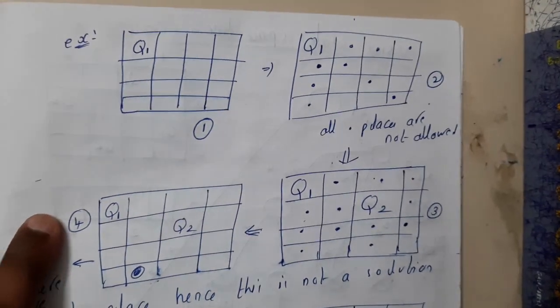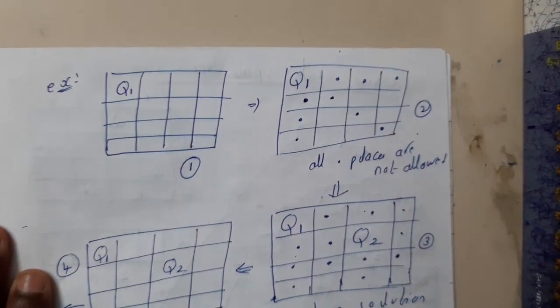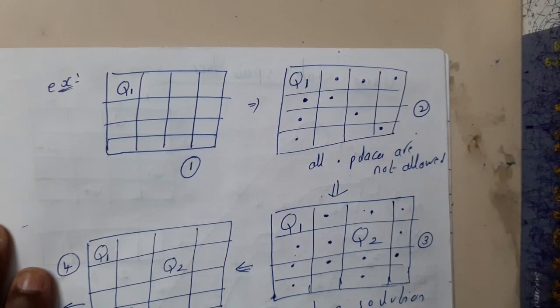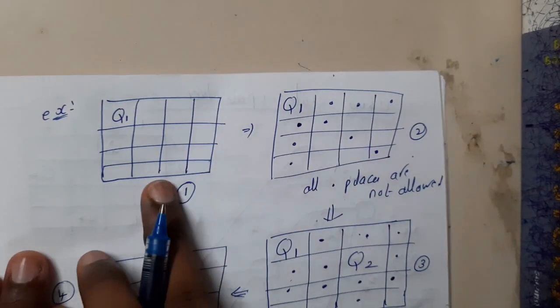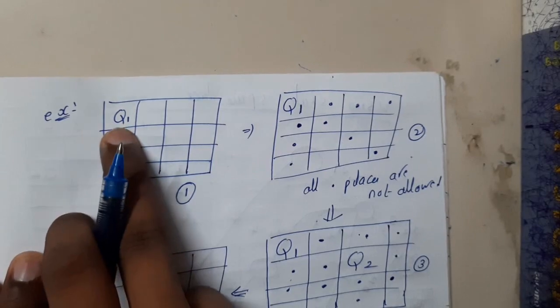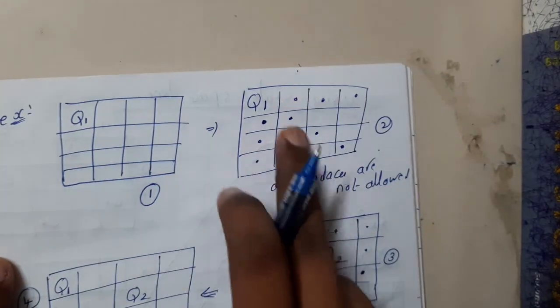Okay, so initially we did it right. Basically I did it right in front of you in the first 1 to 2 minutes. So basically let us do it again. So initially you will be placing it here. So all the dots are the blocked places.